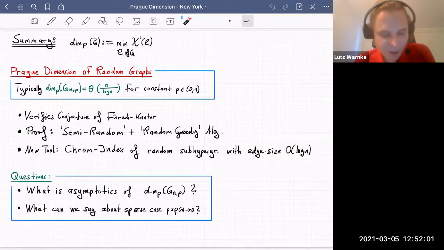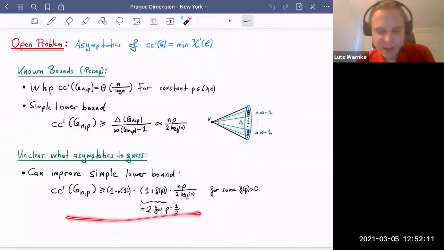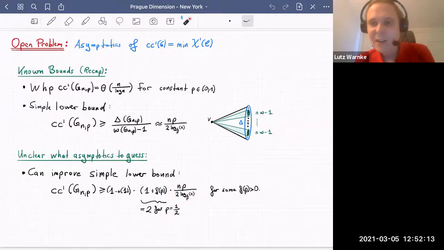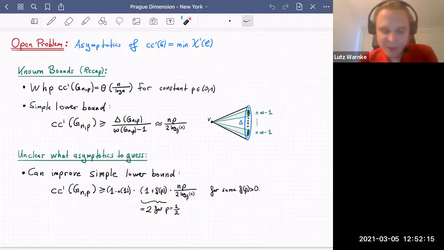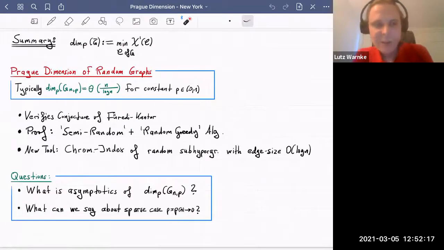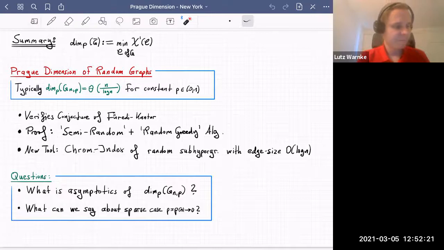And the obvious open question here is, can you now figure out the asymptotics of this parameter? In other words, can you figure out what this implicit hidden constant is? And that's exactly what I was hinting at here. Maybe this here is the true answer. It would be interesting to understand. And with that, I'll stop and open up for more questions.